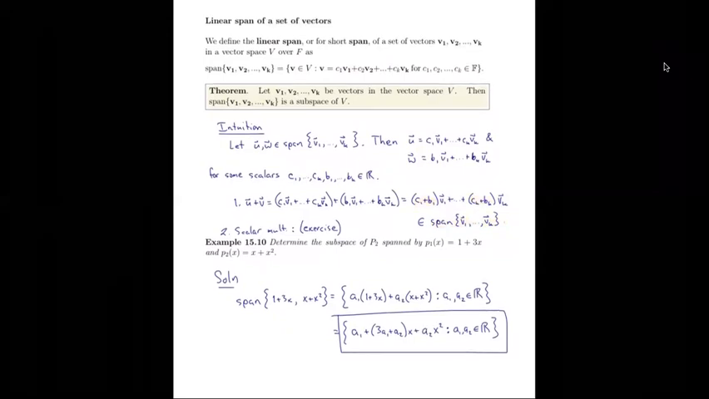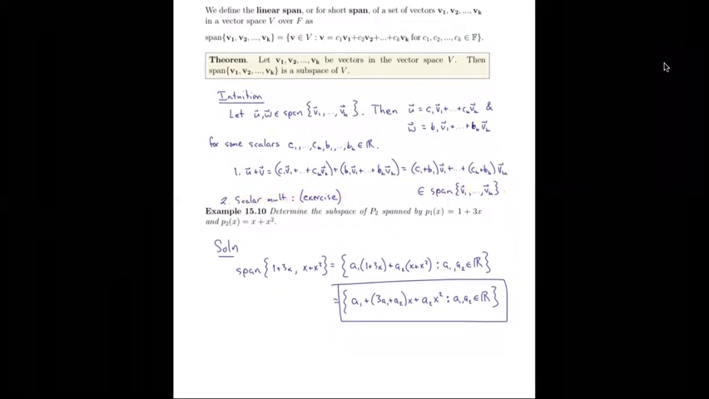We've only shown closure of addition. Scalar products are somewhat similar, and I'll leave that as an exercise or to be looked up in the book. Now, lastly, determine the subspace of P2 spanned by p1 of x equals 1 plus 3x and p2 of x equals x plus x squared. Well, the span of these two polynomials is equal to any linear combination of these two polynomials. So any a1 real number times 1 plus 3x plus a2 times x plus x squared. To characterize these polynomials a little better, this is not wrong, but we can get a better form for the polynomials here. We group the like terms, the x coefficients, the x squared coefficients, and the constant coefficients. We have something that looks just like this.